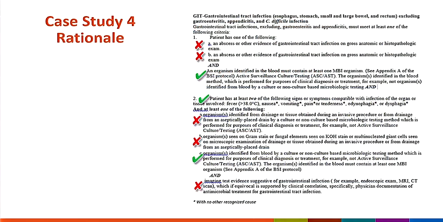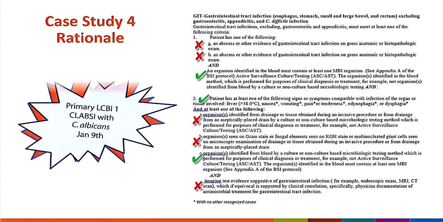But does the patient meet criteria? So let's look at the GIT. In this case, the patient doesn't really end up meeting any of the criteria, and this ends up being a primary LCBI 1, a CLABSI, with Candida albicans on January 9th. And we've highlighted here what are met. We did have an organism in the blood for criterion 1, but we didn't have evidence of an abscess or infection of the gastrointestinal tract in any way. The notation by the physician that he believes it's the source of the infection is not enough. We have to actually have evidence of infection.